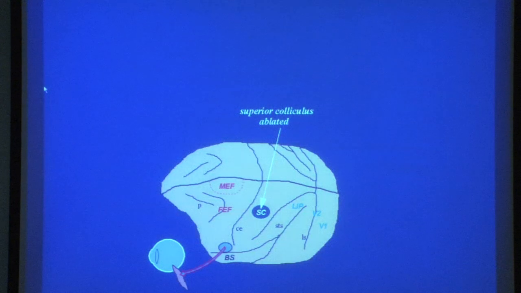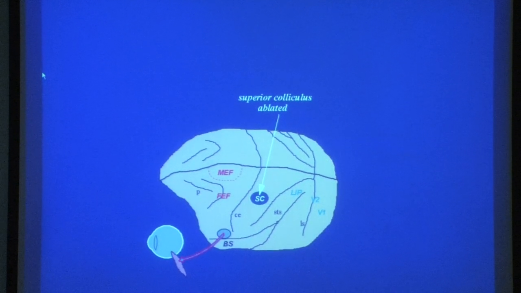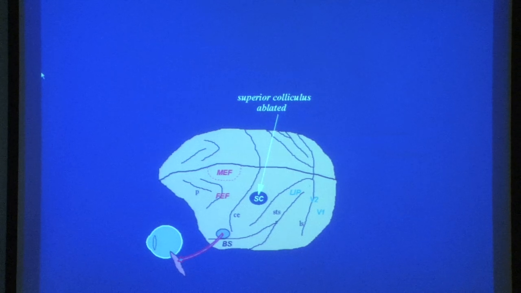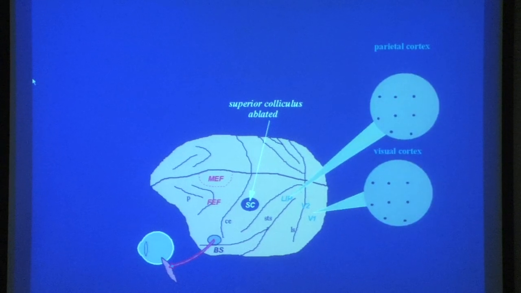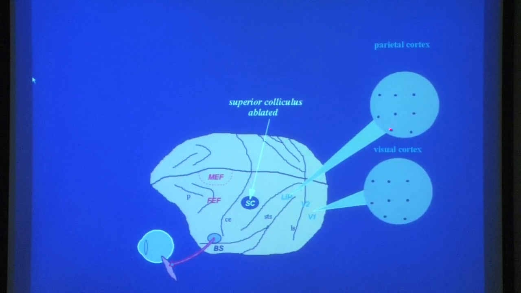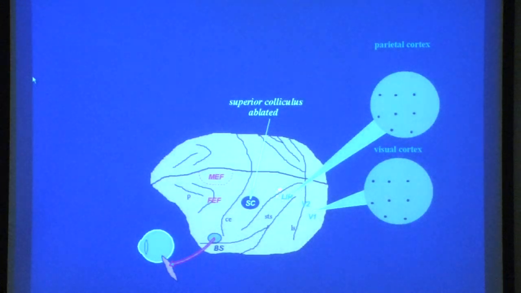So here it is. Here we're going to remove the superior colliculus. All right, now think about it for a minute. Think what you would hypothesize will happen. Well, what happens is quite dramatic. When you stimulate in V1, V2, and LIP, you no longer get a saccade. Somehow the signals to generate a saccade from these areas seem to be going through the colliculus, because once the colliculus is not there, those signals are ineffective.